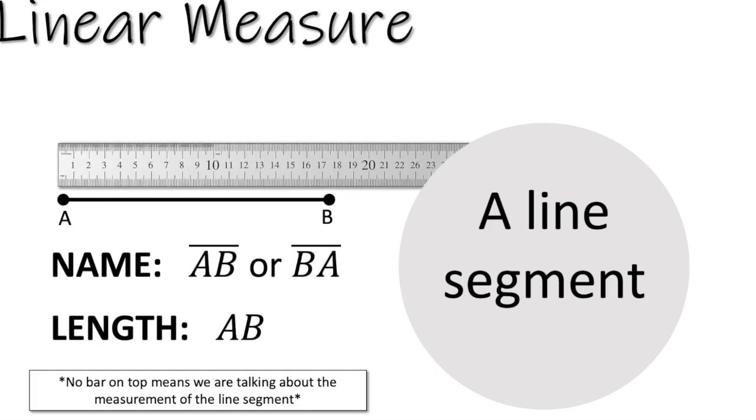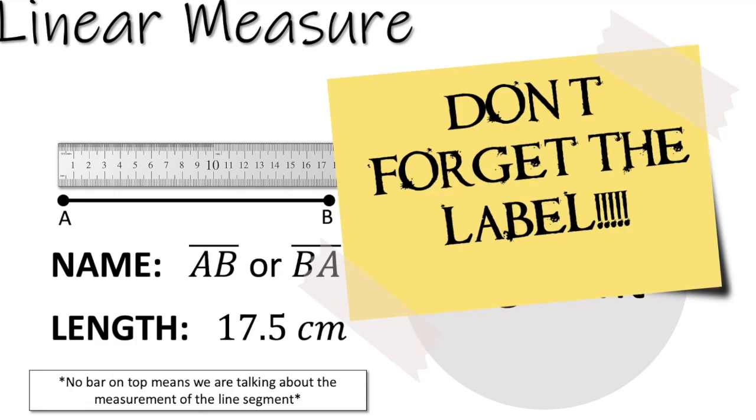So let's measure it. We can either say that the length is AB with no bar, or we can say that the length is about 17.5 centimeters. Don't forget the label. You always have to label it centimeters or inches or whatever, because if you don't label it, then I'm like, I don't know, 17.5 oranges? No, don't forget the label.